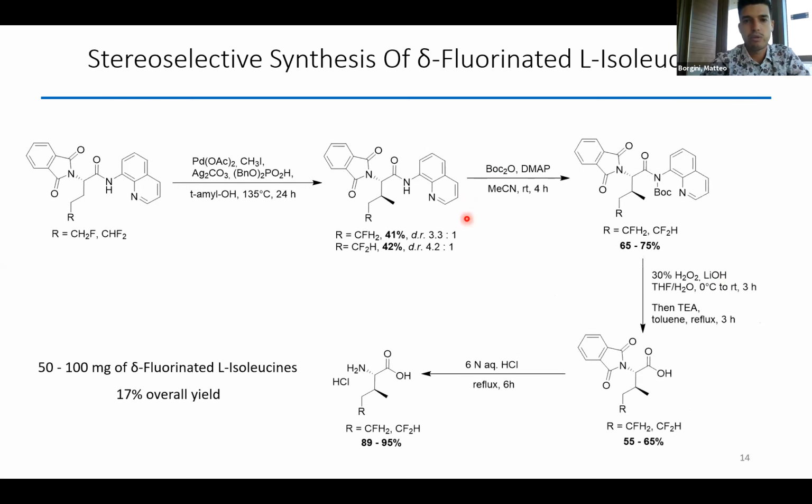At this point, we had to remove the directing group, and we used very mild conditions to do that. So we first Boc-protected the secondary amide, followed by oxidative cleavage. And we got the carboxylic acid, which was further protected to obtain the delta-monofluoro as well as the delta-difluoro L-isoleucines in 17% overall yield, and we were able to get between 50 and 100 milligrams of them.